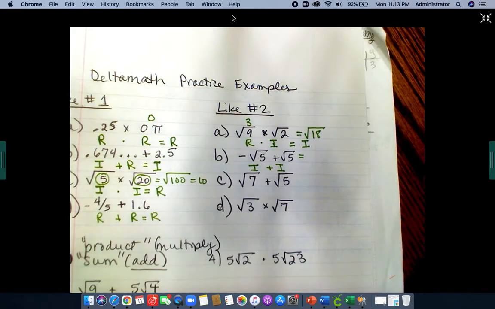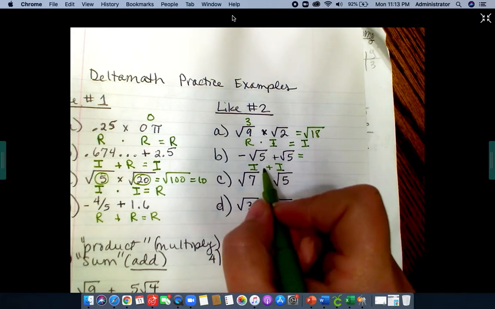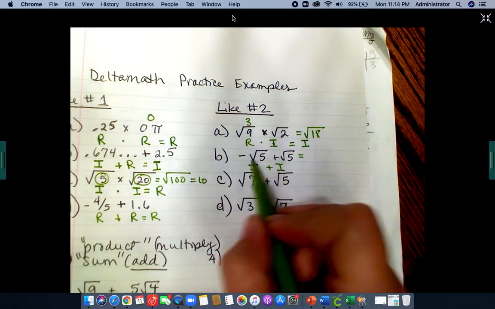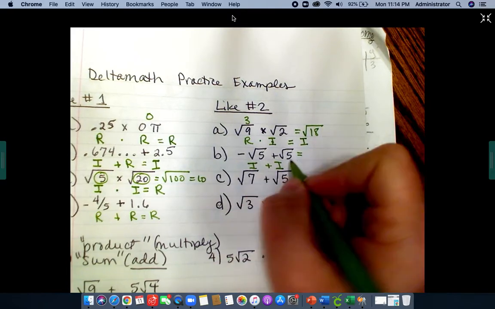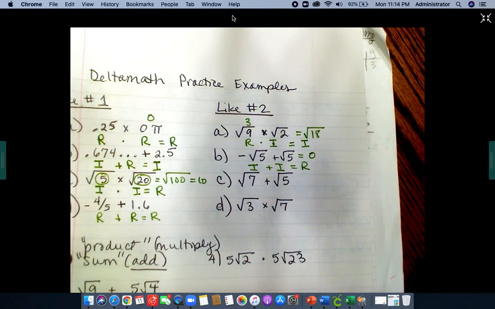If you look back at your notes, on the front part of the page, you should see that these are opposites, right? And since they're opposites, it's going to equal 0, and therefore we're going to get a rational number for this type of example.